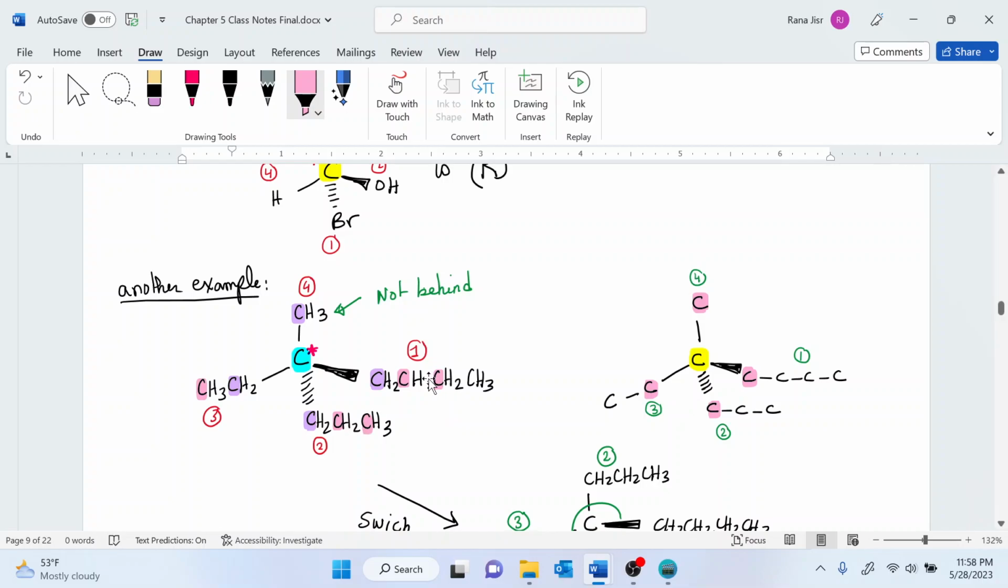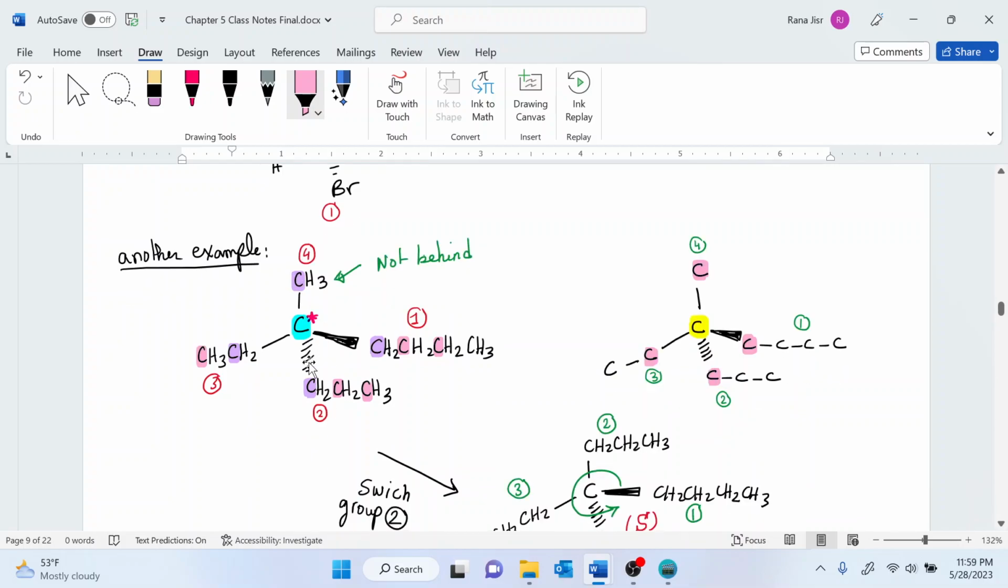These two are going to be a tie. This one is connected to a carbon-carbon. This one is connected to a carbon-hydrogen. So definitely this is going to be the highest priority. This is the second. This is going to be the third. And this is going to be the fourth.